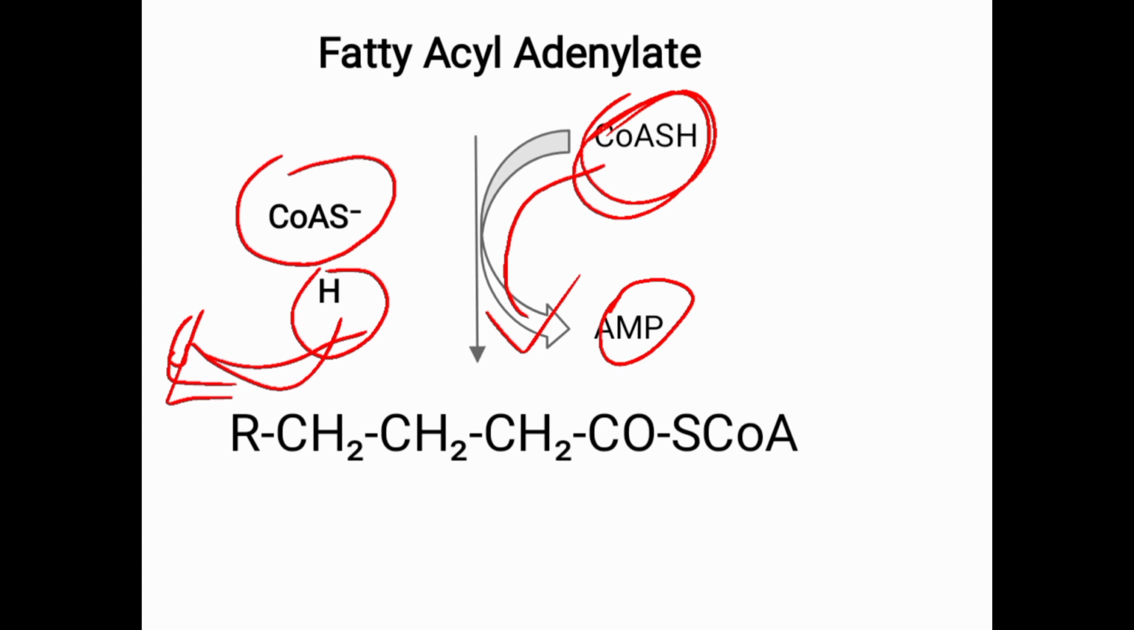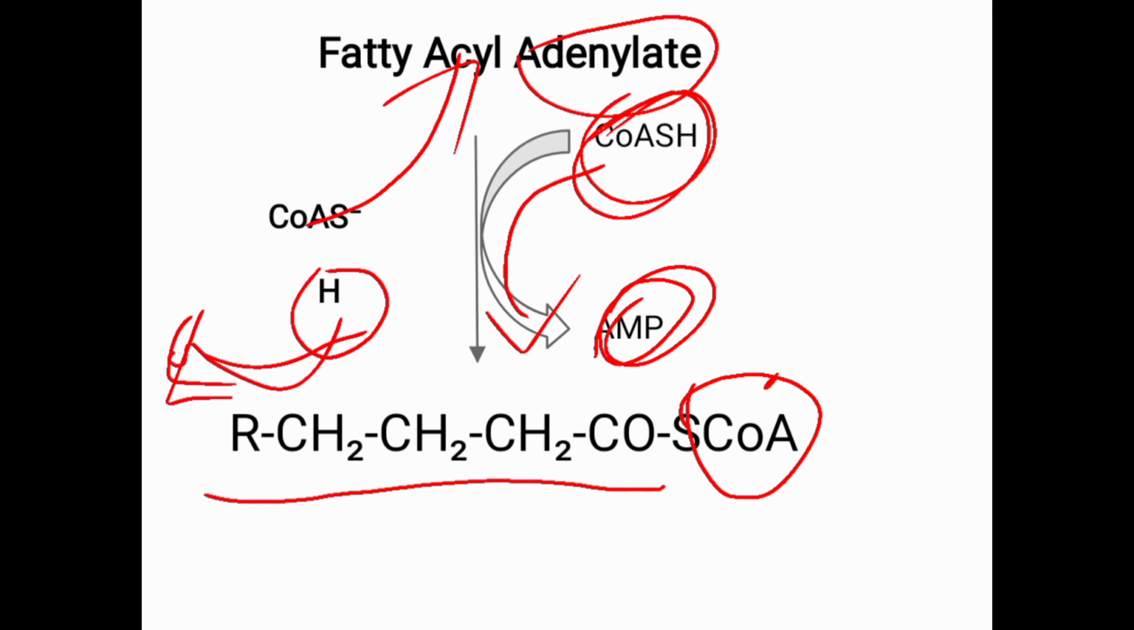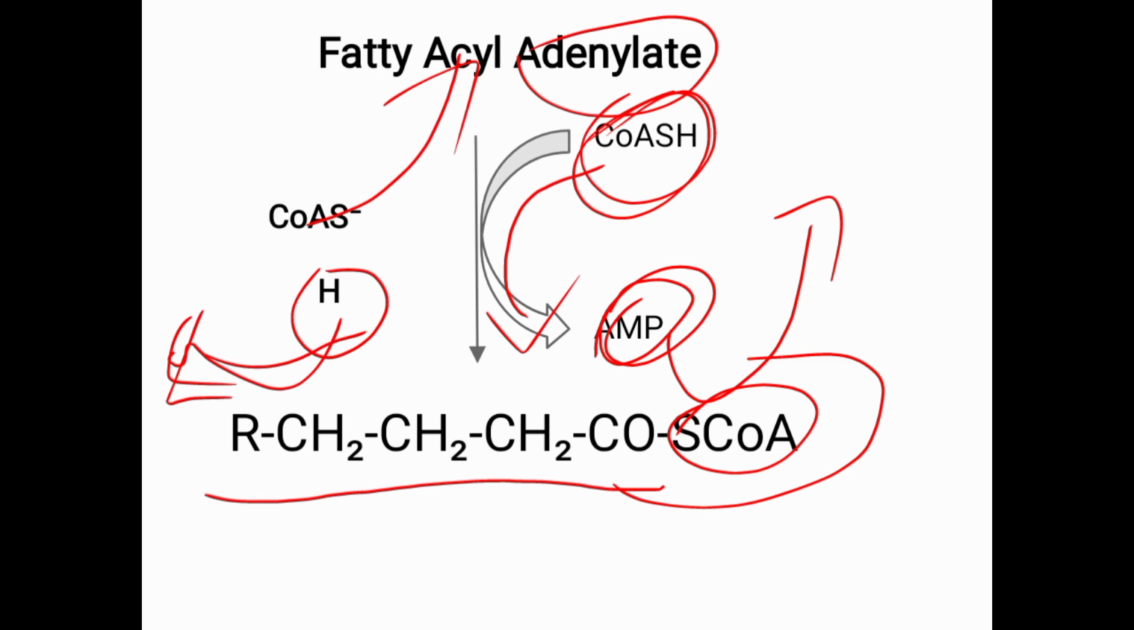So now we'll add the coenzyme A to the fatty acyl and remove the adenylate, which is the AMP. So when we add it, you get this. You can see that the only change is that AMP was removed and this was added. So you now have a fatty acyl CoA.